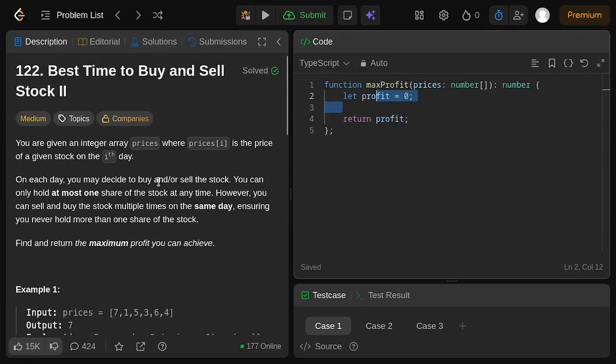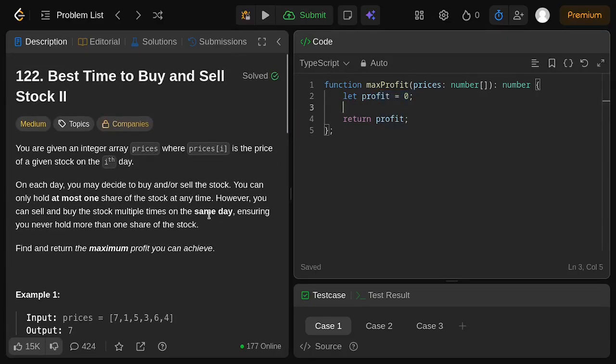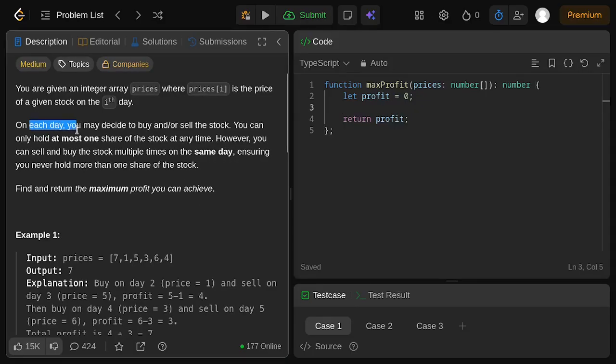We are using the sliding window technique because, in the statement, on each day we may decide to buy and/or sell the stock, and we can only hold at most one share of the stock at any time. The other statement says we can sell and buy the stock multiple times on the same day, ensuring that we never hold more than one share. That is why the sliding window technique shines here.